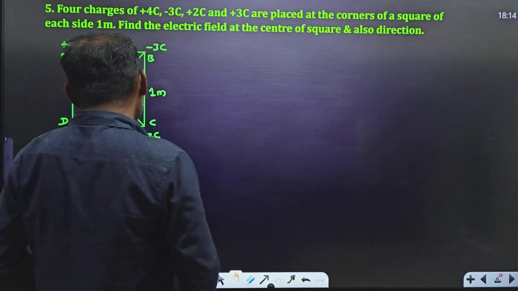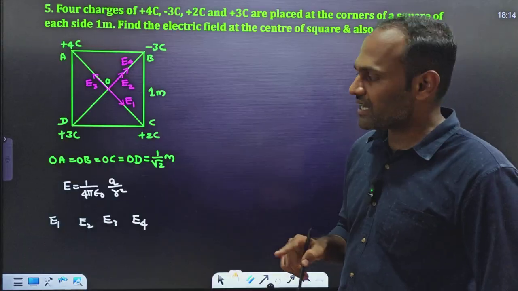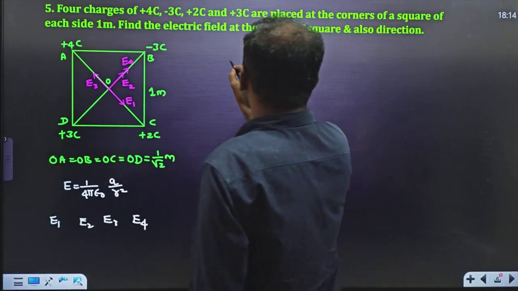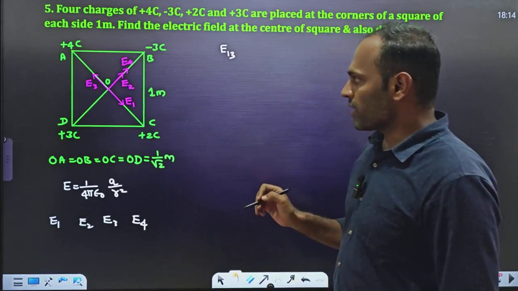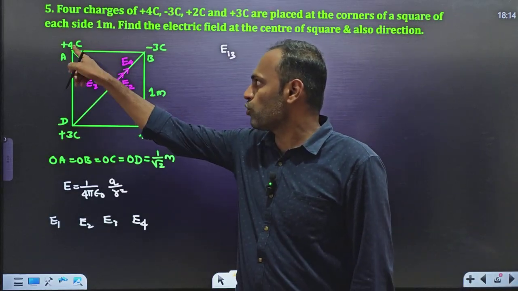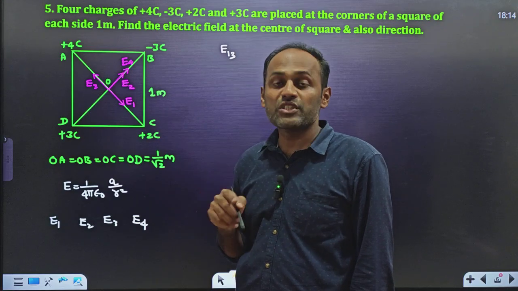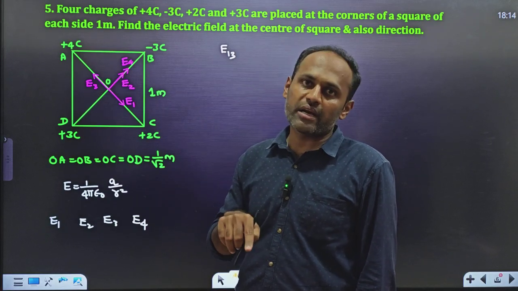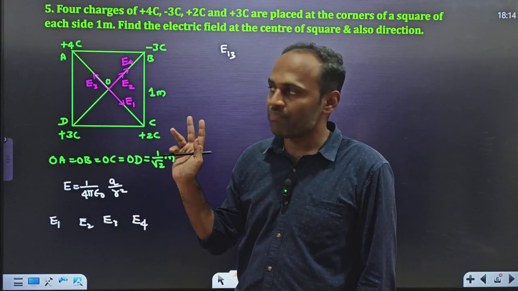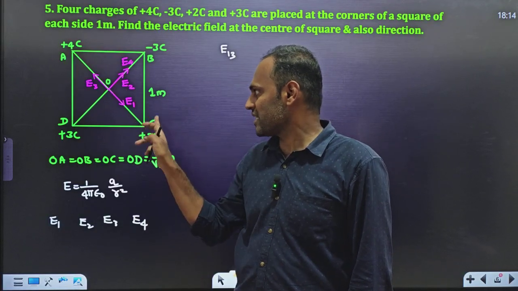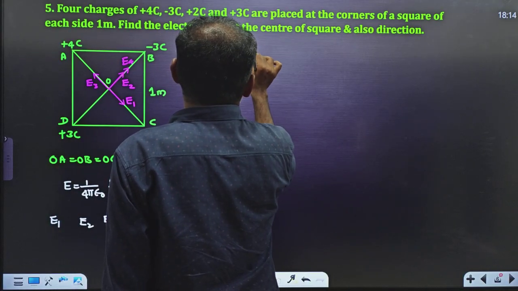After getting all those electric fields, see, E1 and E3 are on the same straight line. They are acting on the same straight line, but they are opposite in direction. So the resultant of these two... Now see, E1 is the electric field due to plus 4 coulomb. E3 is the electric field due to plus 2 coulomb. Which will be greater? E1 will be greater. Why? Because this charge is greater than this charge. The distance is the same for both, but one charge is larger and the other is smaller, so E1 will be greater. So the resultant of these two will be E1 minus E3.